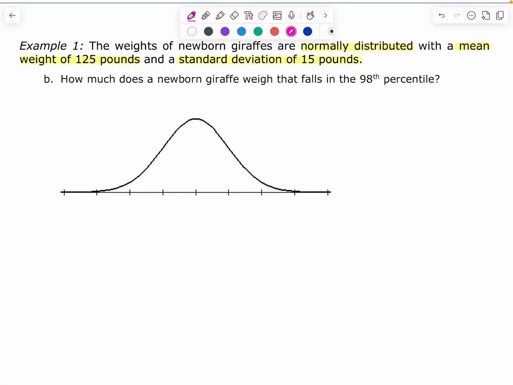All right, here we have another example. We are working under the same initial example, looking at the weights of newborn giraffes that had a mean weight of 125 pounds with a standard deviation of 15 pounds. Now it says, how much does a newborn giraffe weigh that falls in the 98th percentile?